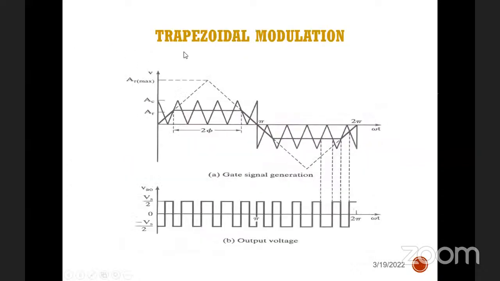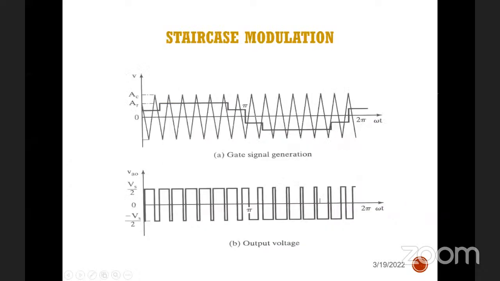The next one is the trapezoidal modulation technique. You see here, we are comparing with a trapezoidal. This is one trapezoidal during positive, and this is the next trapezoidal during negative. And the same thing, we compare with the triangular pulses to develop the pulses, and correspondingly the inverter gives the output voltage in the form of pulses. Again, THD will be reduced. The next one is staircase modulation. What is meant by staircase modulation here? You see here, we are going to take something like a staircase.